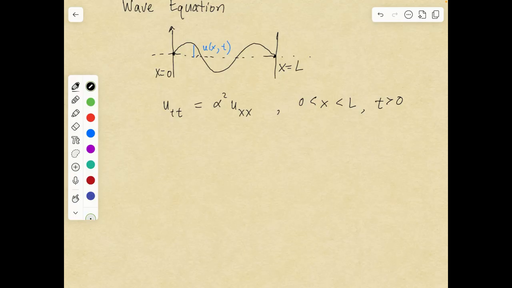And in this scenario, we're assuming that the displacement at x equals 0 and x equals L is just 0. So the endpoints aren't moving at all. So that would mean that u of 0,t is 0, and u of L,t is 0 for all t.